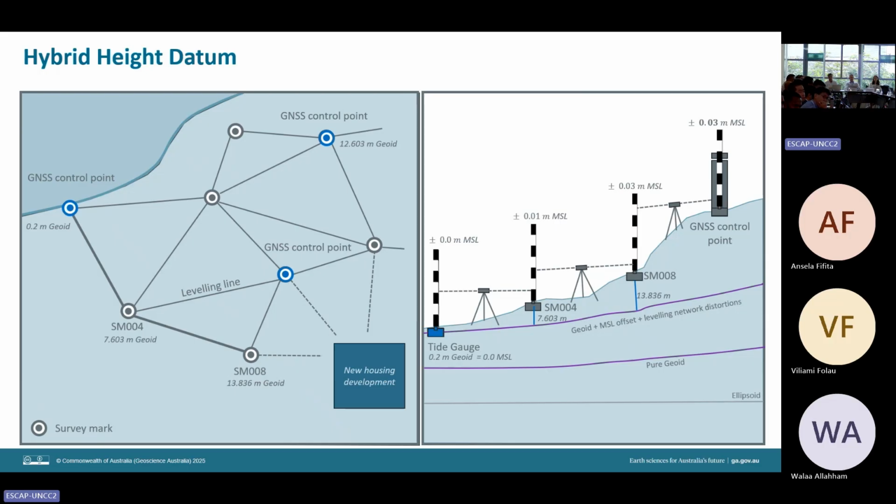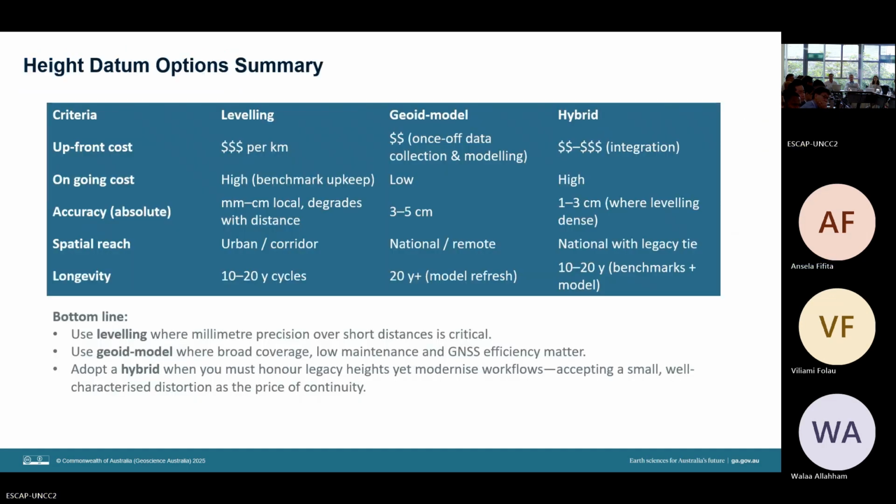So really, hybrid datums are a practical solution for jurisdictions that want the best of both worlds, the precision and efficiency of GNSS and geoid models, but without abandoning decades of investment in leveling based systems. So they're really trying to offer the best of both worlds by aligning a geoid model with existing data.